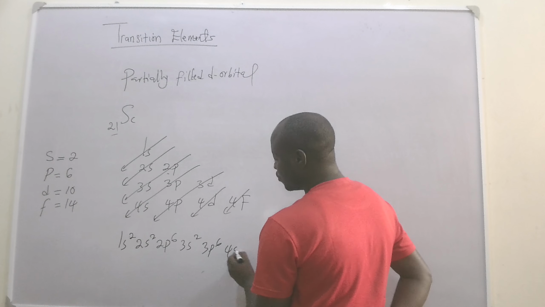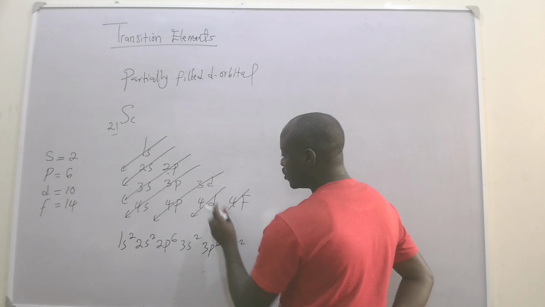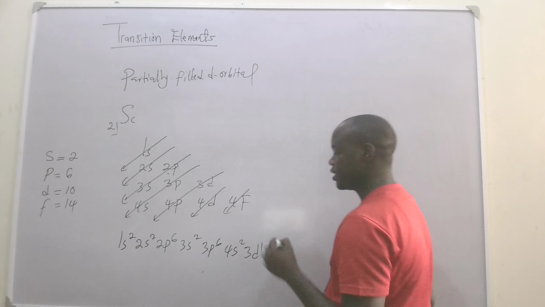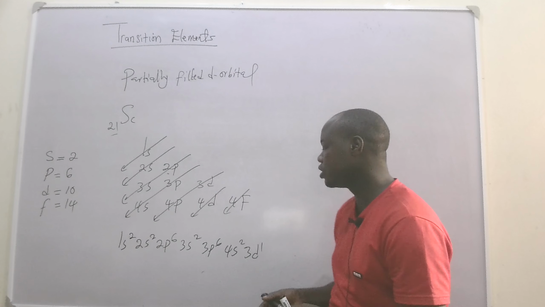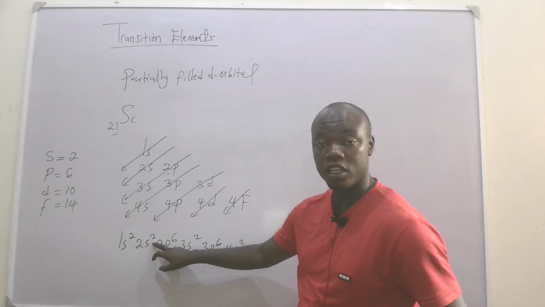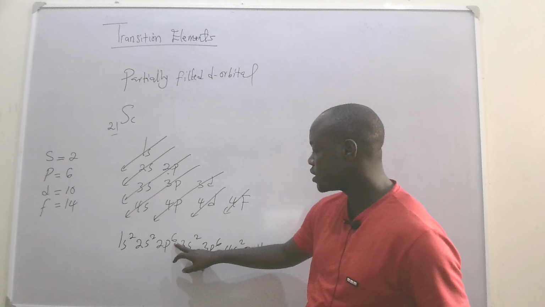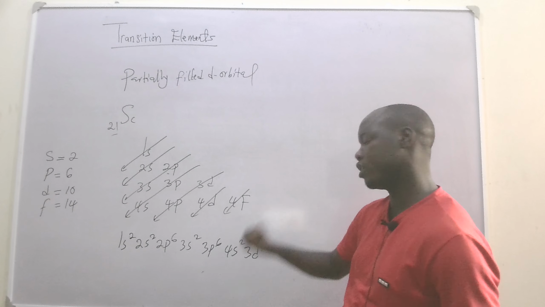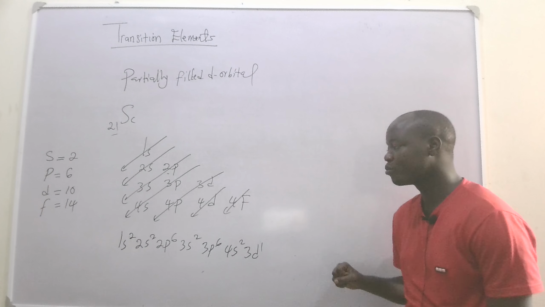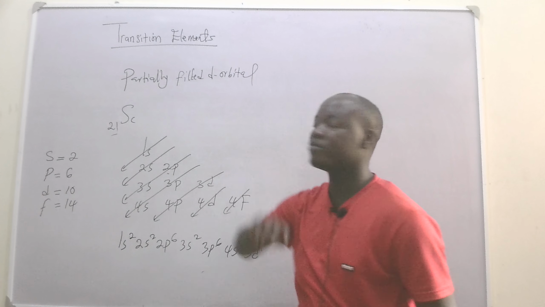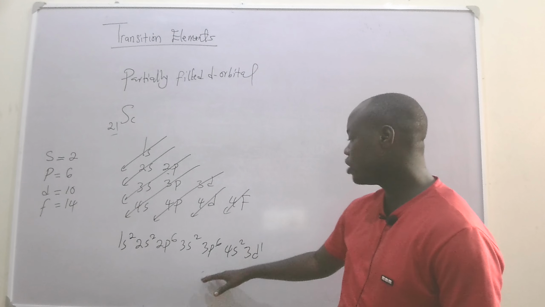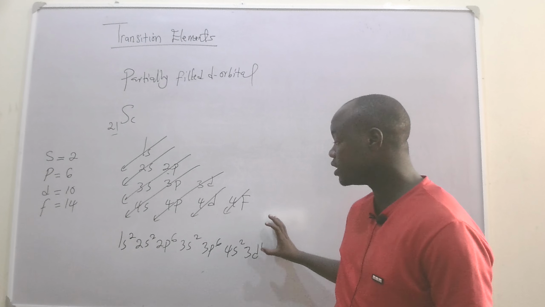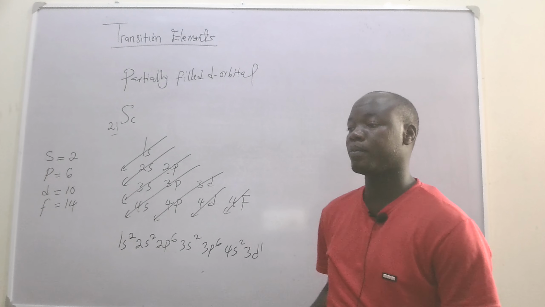Then the next one is 4s2. And after 4s2, then 3d1. So it's 3d1. Now we are to count. We have 2 plus 2 making 4, 4 plus 6, 10, then 12, 18, 20, and then we have a total of 21. So this is how to draw the electronic configuration of scandium. Scandium has a total of 21 electrons from this electronic configuration.